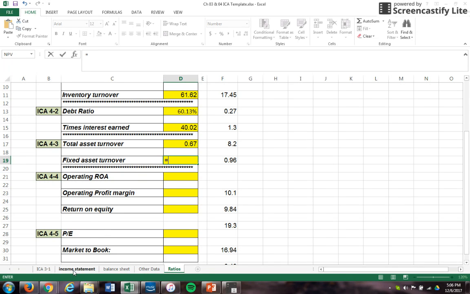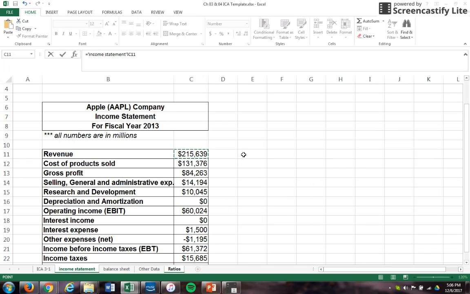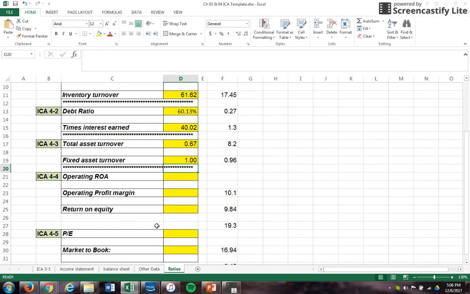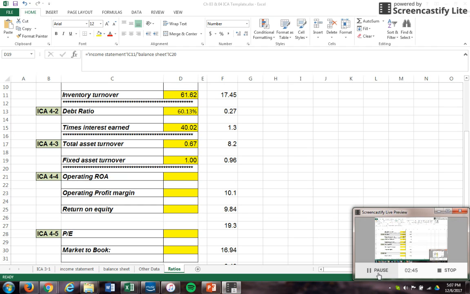So again, sales we know is under our income statement of 21,639, divided by our fixed assets, which is on our balance sheet. We're going to look at our net PP&E. Net PP&E takes into account our long-term investments and other things that we have. Once we hit enter on that, that gives us a fixed asset turnover of 1. So about a 1-to-1 ratio of dollars invested in Apple's fixed assets, their long-term assets, their PP&E, compared to the sales that are generated that we see. Not too bad, especially looking at the industry average.